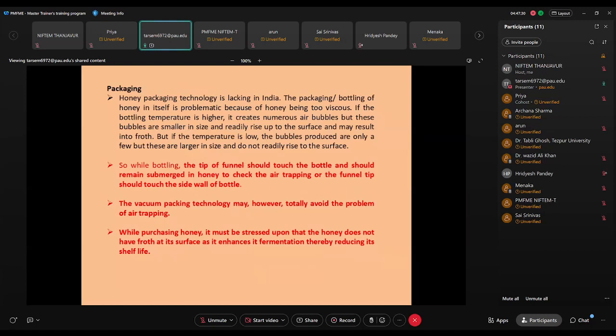because the bottling itself is problematic, because honey is too viscous. So we heat it so that the flowability is increased. Sometimes numerous air bubbles are formed when we fill the bottle, and when we close the bottle, those air bubbles further reduce the quality of the honey. So we must remove those bubbles before or during the bottling.